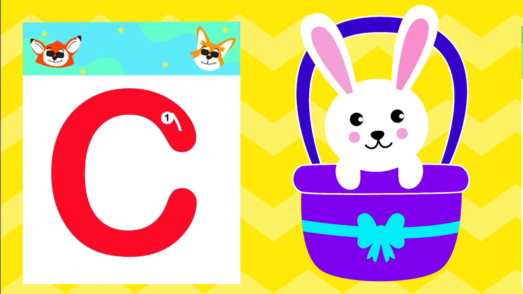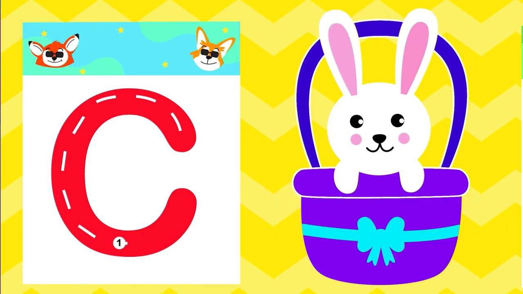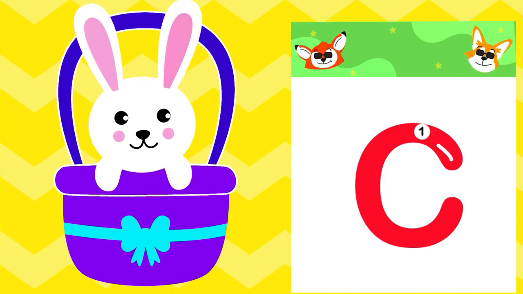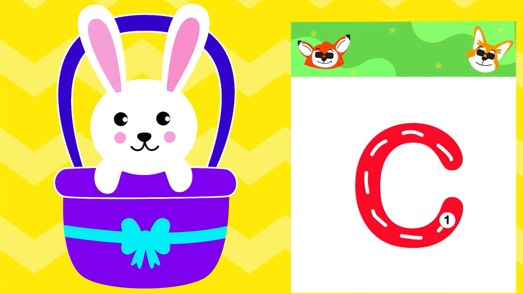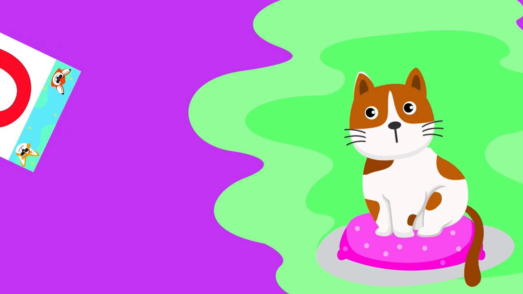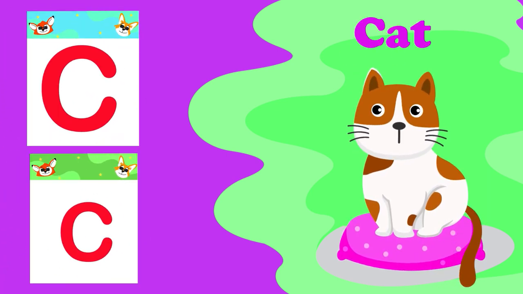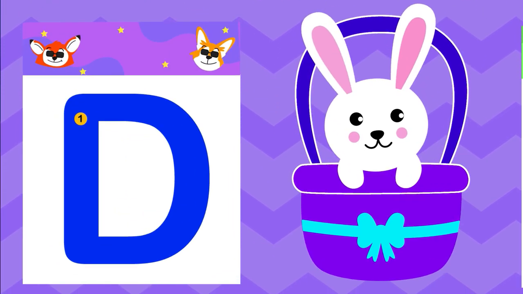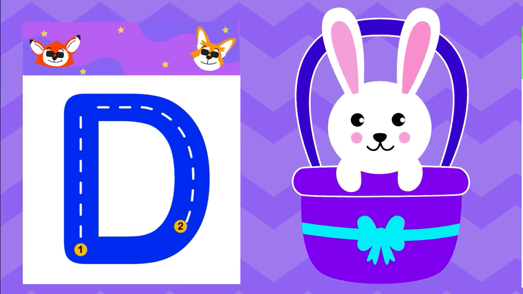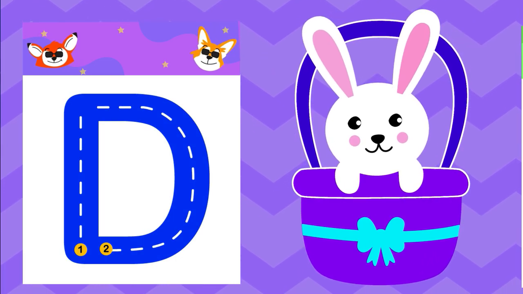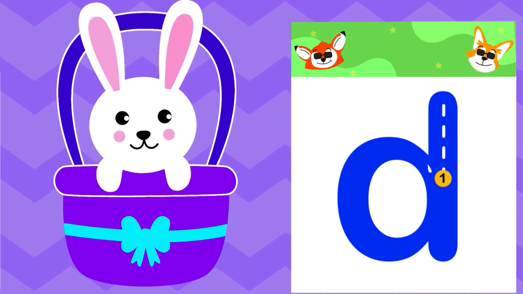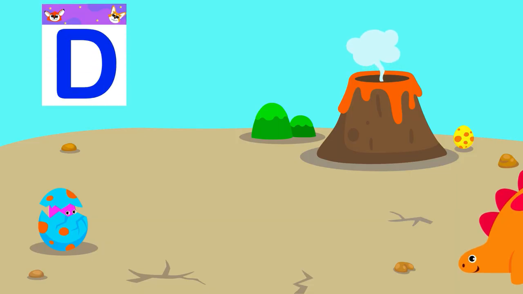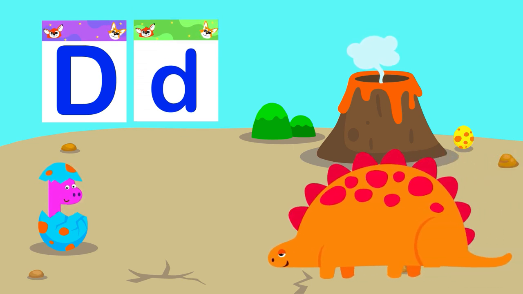Write the letter C. 1. It's a C. K. It's a K. Write the letter D. 1, it's a D. D. 1, 2, it's a D. D. Dinosaur.